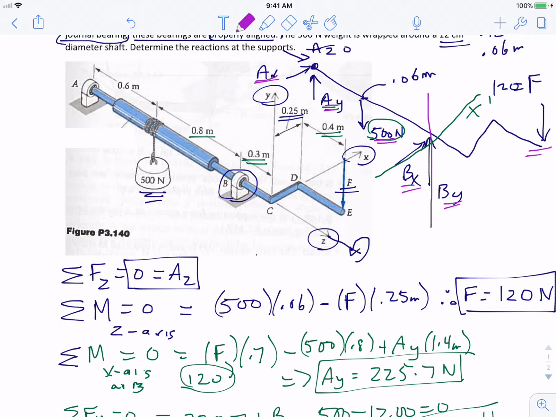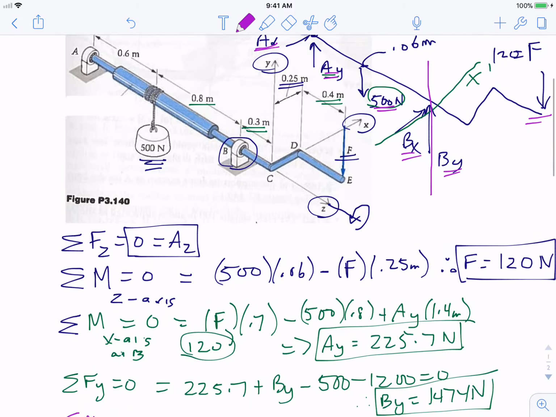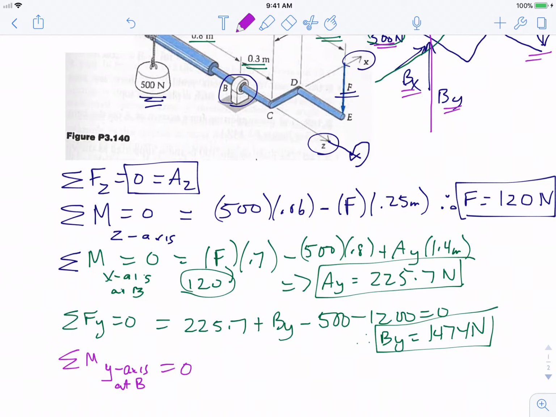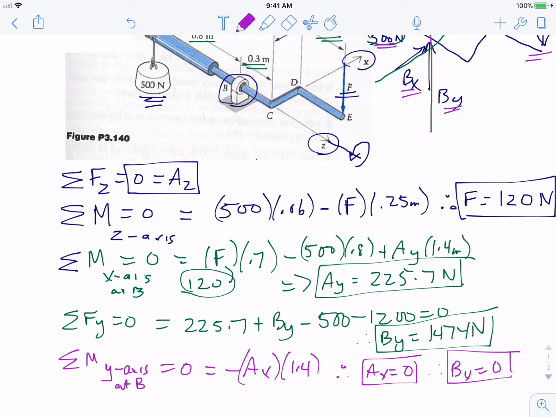All right, well, since we're in equilibrium and there's only one thing contributing, we can conclude that AX is equal to 0. And if I can just articulate that, what I'm saying is that AX, if it had a value, times 1.4 is equal to 0. Therefore, AX is equal to 0, and also Bx is equal to 0 because when we sum the forces in the x direction, we would conclude that Bx is equal to 0.